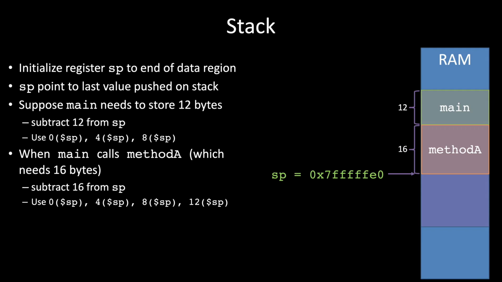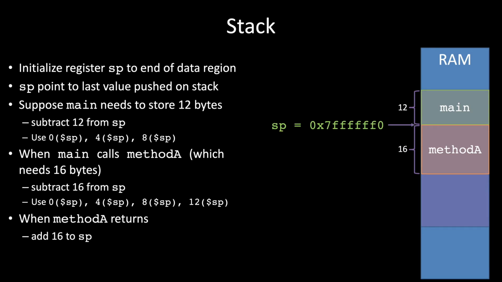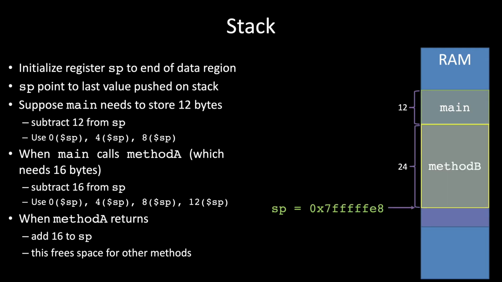Now, if method A called a function, we just push the stack pointer down again. And if that function called another function, we'd push it down again and again as that call stack got deeper. Now, at some point, those functions will all return. And so when it's time for method A to return as well, we add 16 bytes to the stack pointer, which implicitly frees that space and makes it available to be used by the next function call. For example, when main calls method B, B's local data goes in the space vacated by method A.